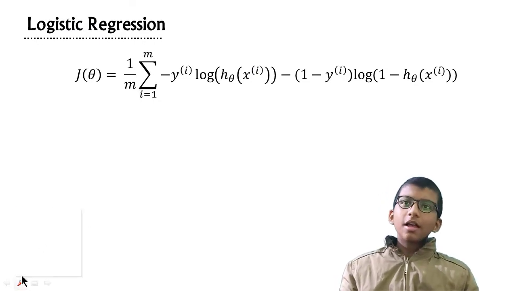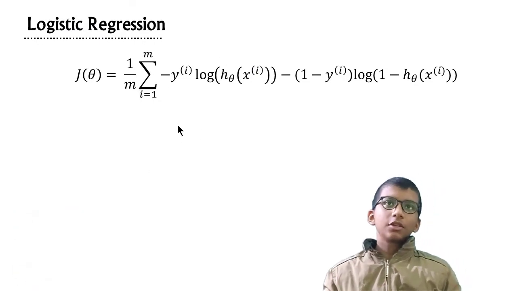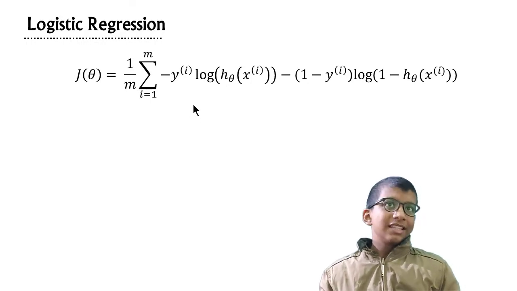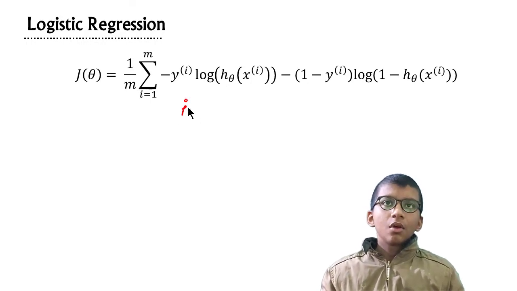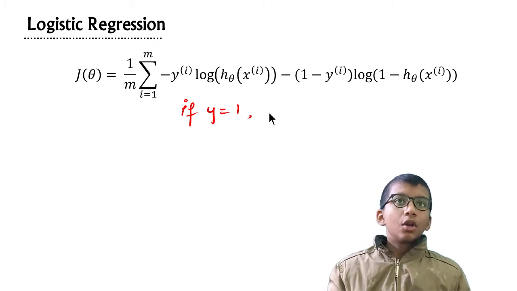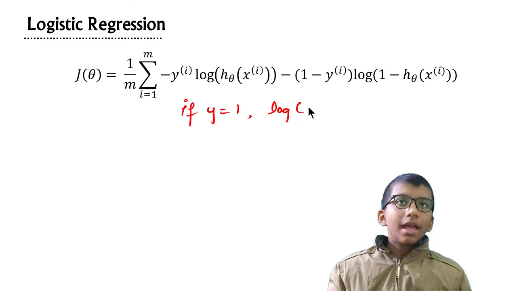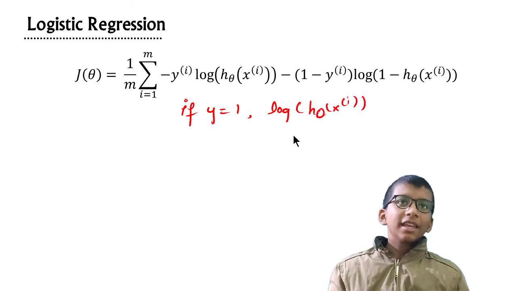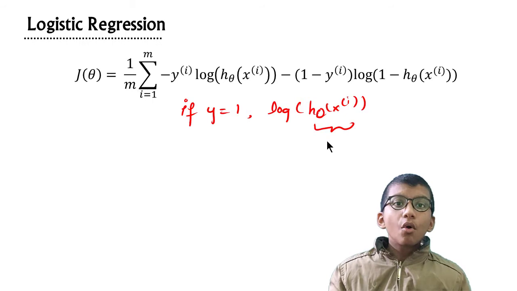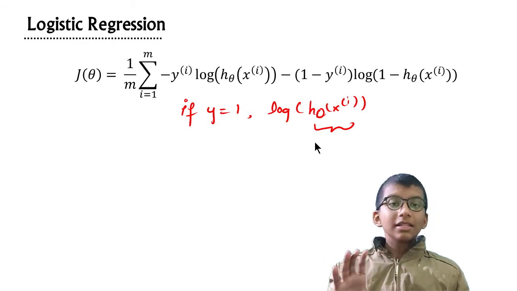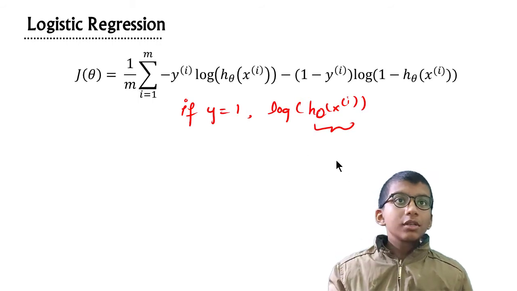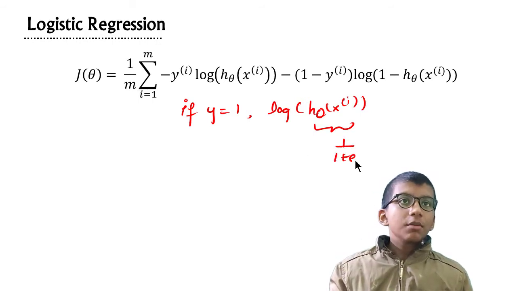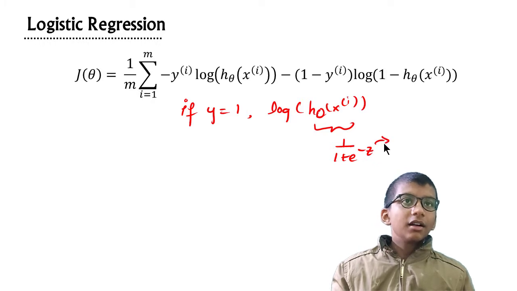As we have talked about the logistic regression cost function, let me write it again. If y equals 1, then our equation would be the negative log of h of x_i, and here h of x_i is the sigmoid. It is not linear regression, it is logistic regression, so we use 1 over 1 plus e to the minus z, where z is theta transpose x.